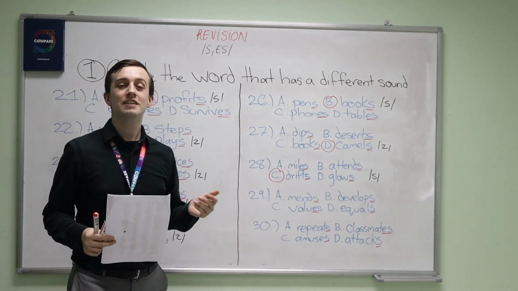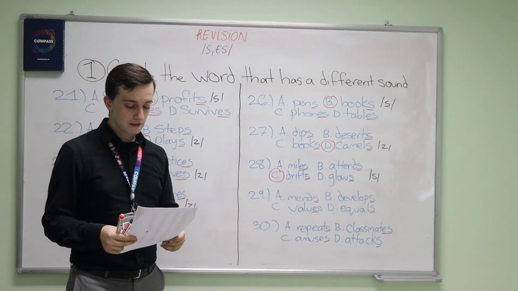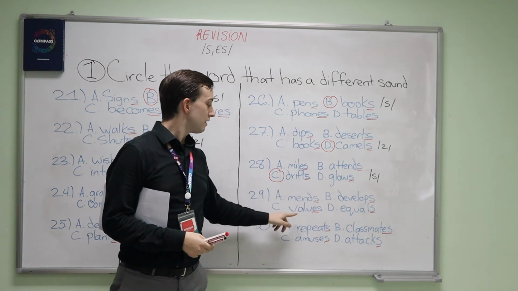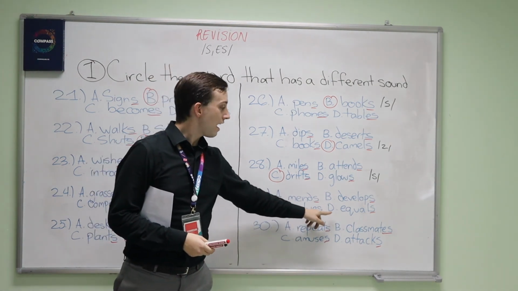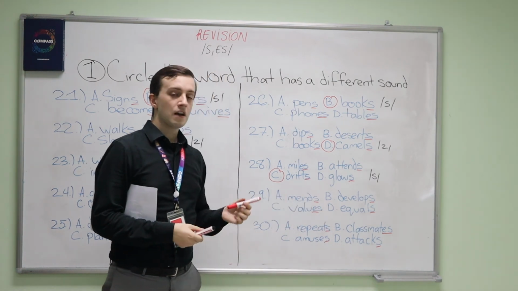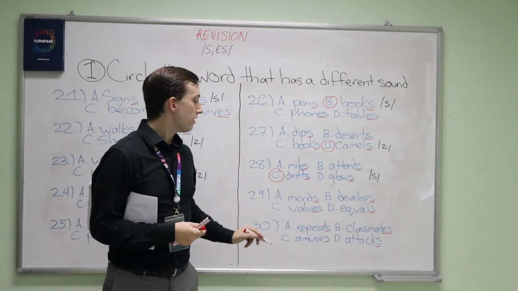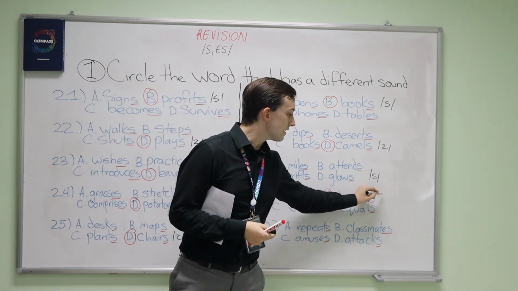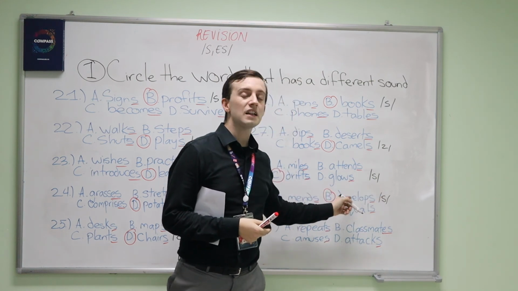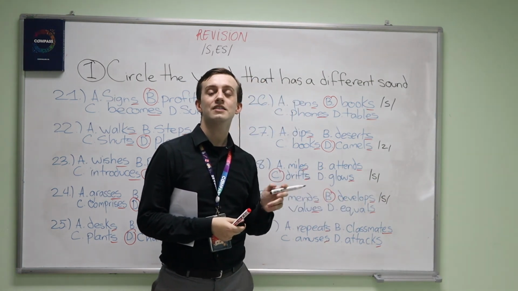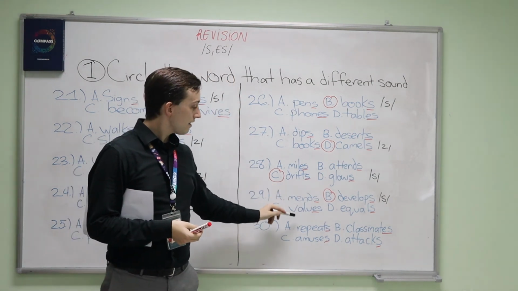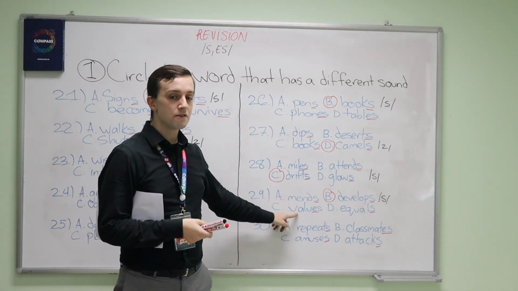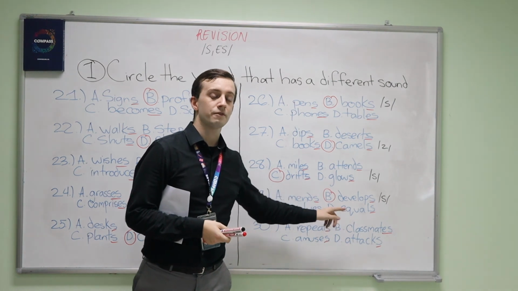And two more questions. Number 29. A is mends, B, develops, C, values, and D, equals. In 29, the different sound word is B, develops, because the letter S makes the sound S, develops. Can you hear the S? A, C, and D have Z. Mends, values, equals. Different one.